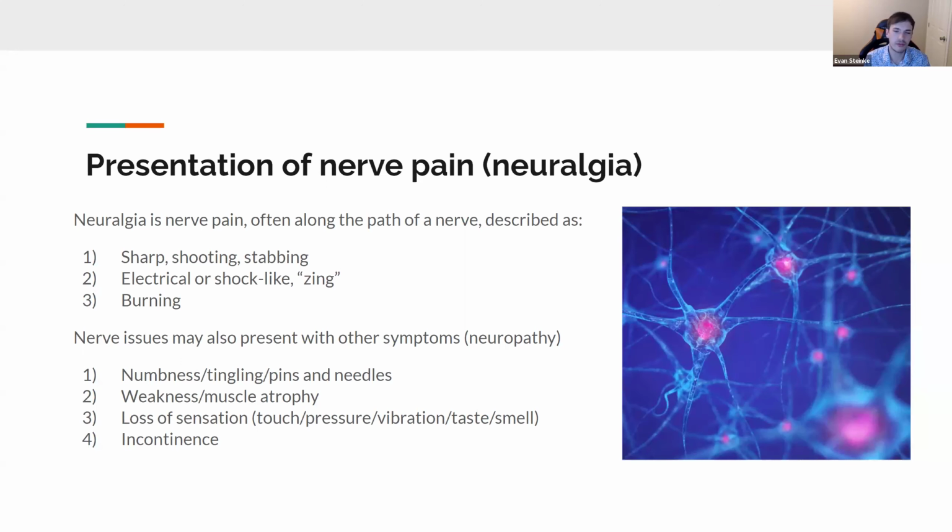Other issues that you might feel that aren't under the pain category, but still are signs of nerve issues, are under the umbrella term neuropathy. This could be something like numbness, tingling, or pins and needles. They're all pretty much describing the exact same sensation, but people use different vocabulary, right? So that's like your arm fell asleep, that kind of numbness. That can be a sign of a nerve issue.